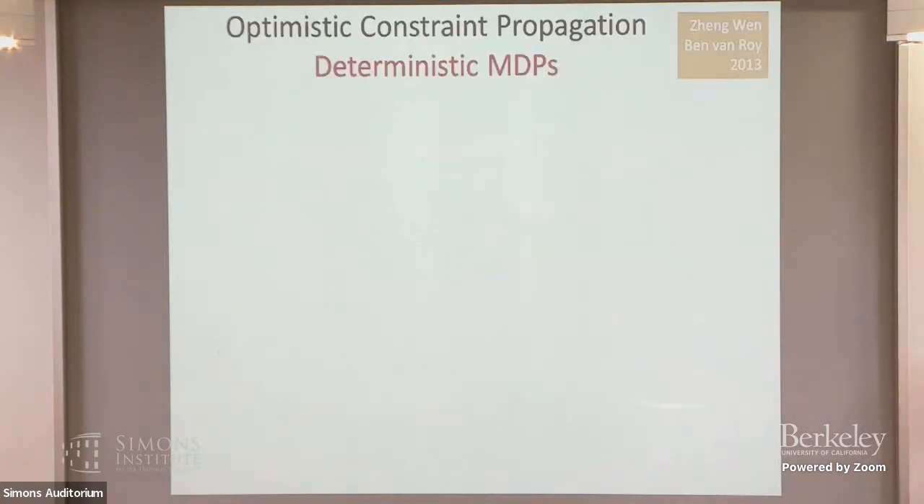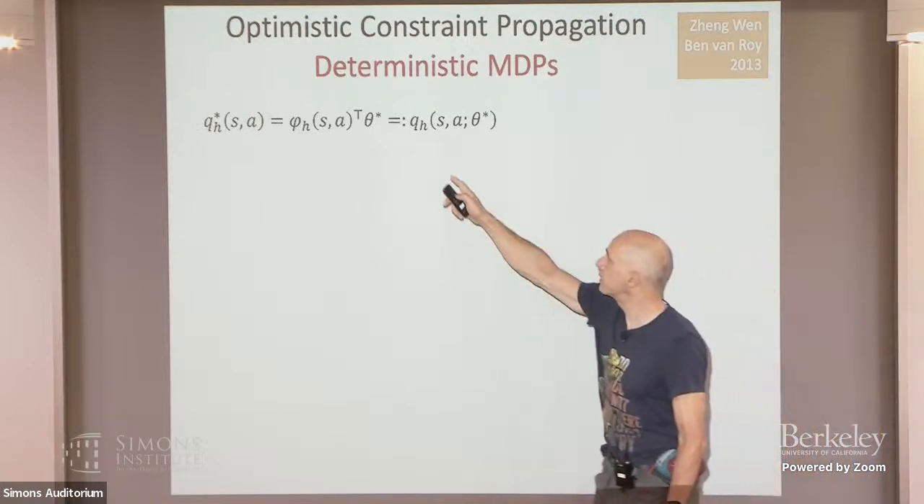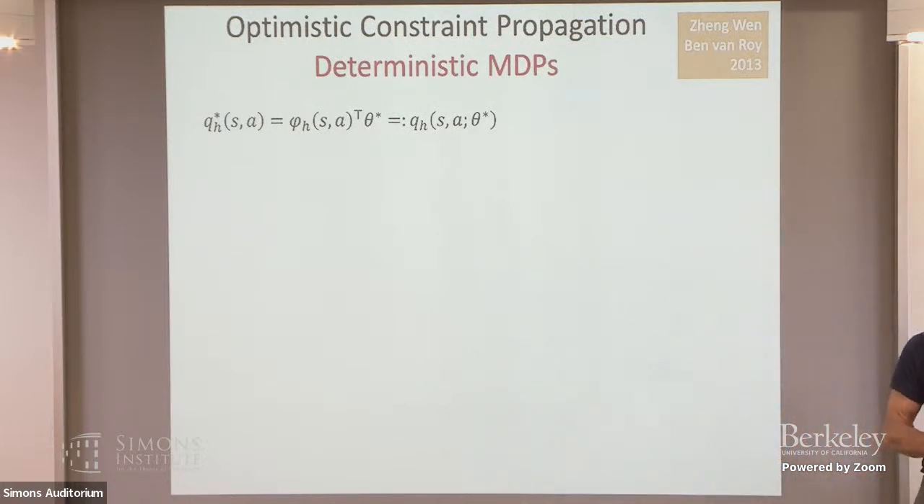All right, we're done with this. So the first part is this optimistic constraint propagation algorithm. This is for deterministic MDPs. So we have these basis functions, and we want to figure out what the coefficient is. The coefficient is shared between all the stages without loss of generality.